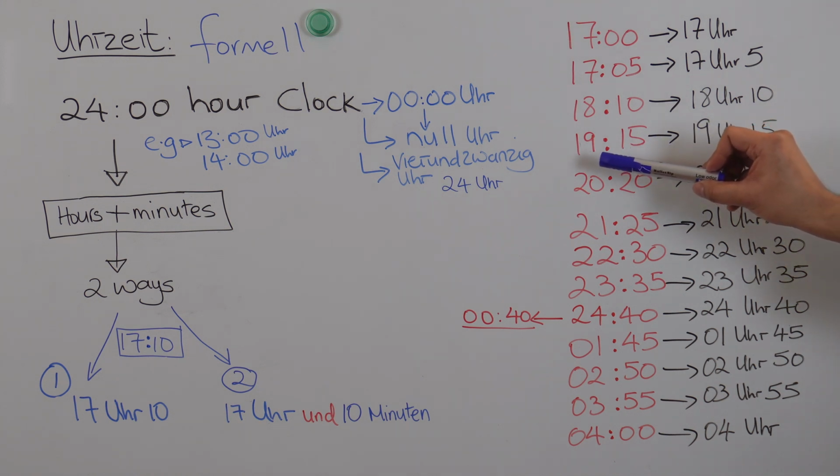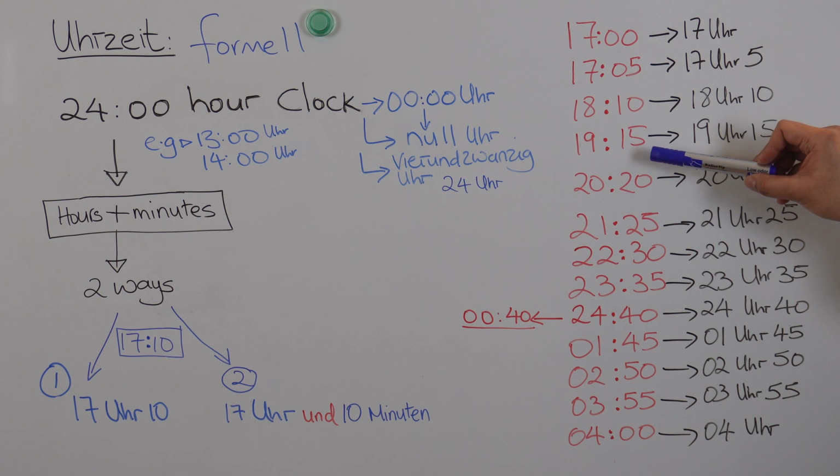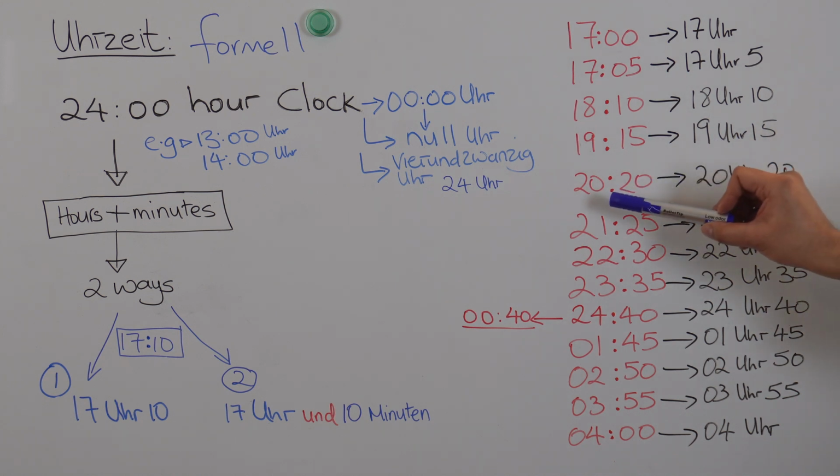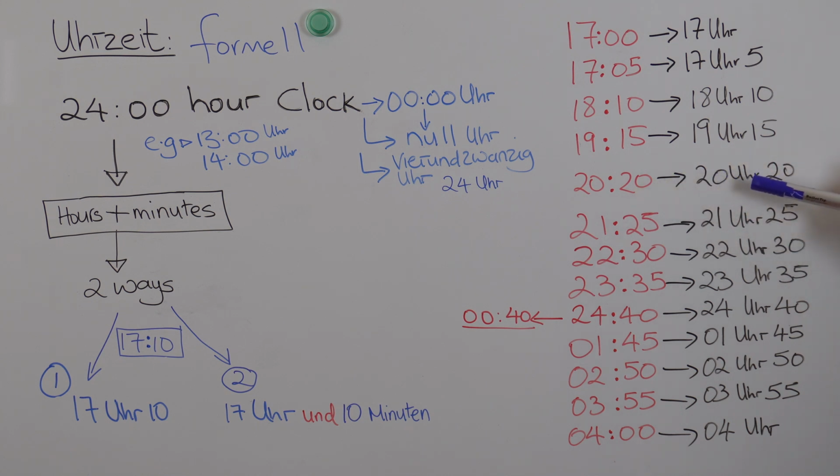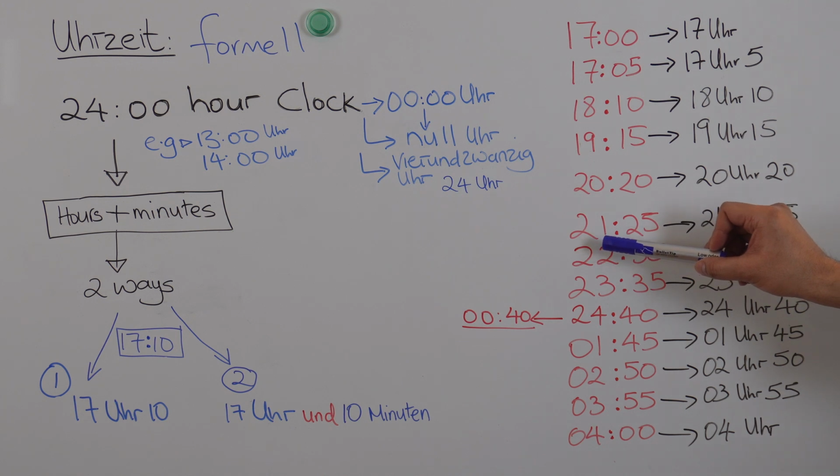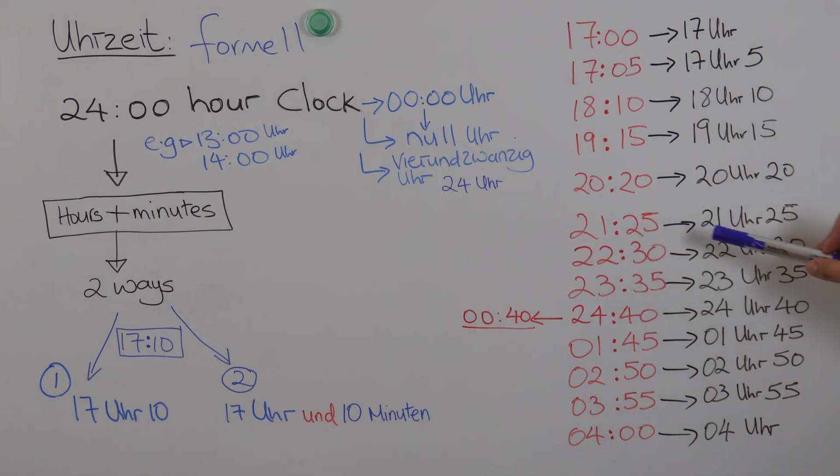The next one, 19 Uhr 15. That means 7:15 in the evening. The next one, 20 Uhr 20. That means 8 hours 20. Then 21 Uhr 25. So that means 9 hours and 25 minutes in the evening.